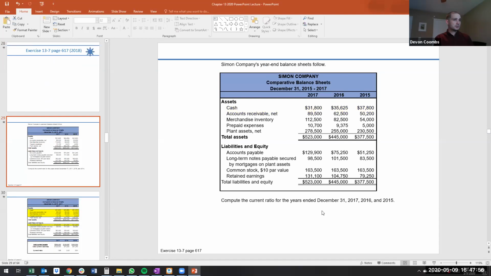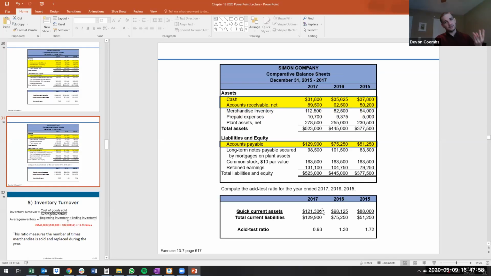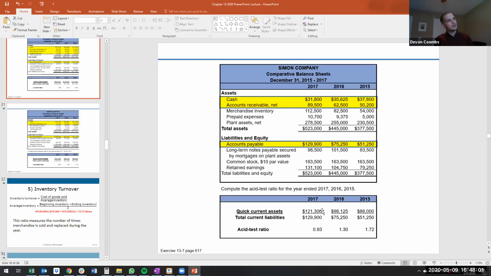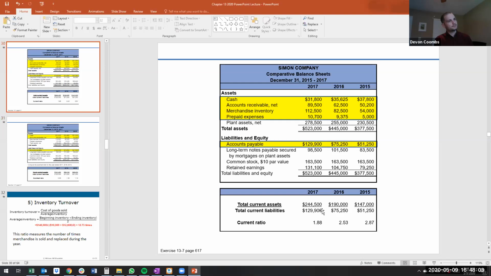So those three pieces, right? Know your working capital, your acid test, and your quick ratio.